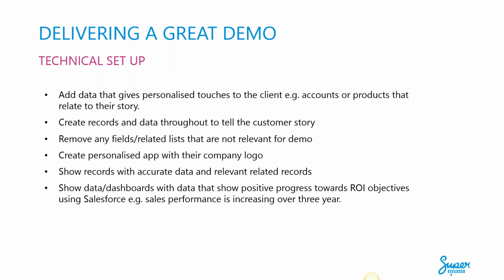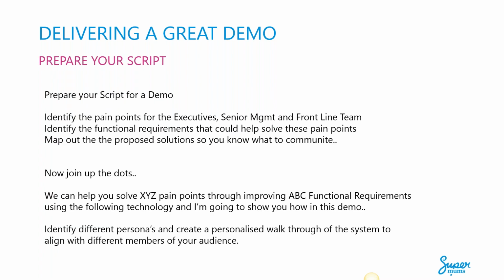Show records with accurate data and relevant related records. And show data and dashboards with positive progress towards their ROI objectives. So show them a dashboard that shows they've got increased customer retention over the years, or increased revenue over the years, or increased membership, or whatever it is. Put data in the system that will give you those results and show it within a dashboard. Nothing as powerful as visual reinforcement, and iterate it in your script as you go through the demo.